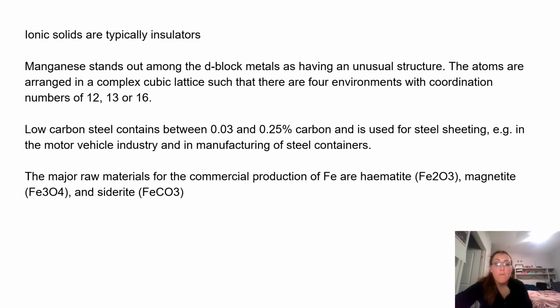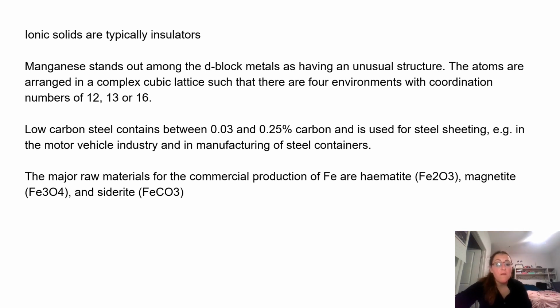Manganese stands out among the D-block metals as having an unusual structure. The atoms are arranged in a complex cubic lattice such that there are 4 environments with coordination numbers of 12, 13, or 16. Low carbon steel contains between 0.03 and 0.25% carbon and is used for steel sheeting, e.g. in the motor vehicle industry and in manufacturing of steel containers.